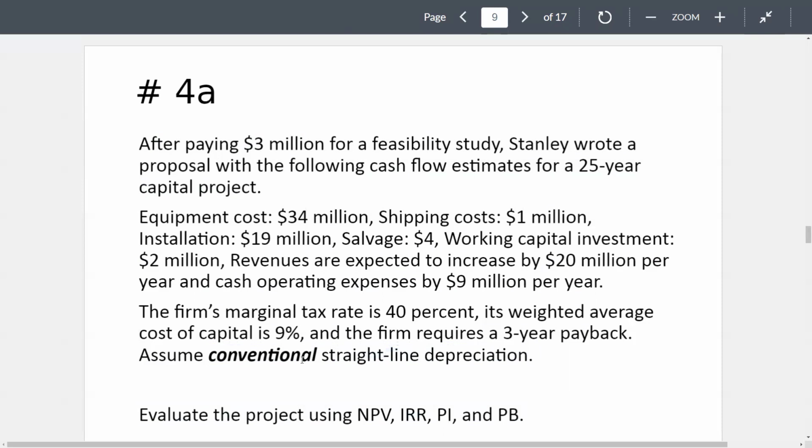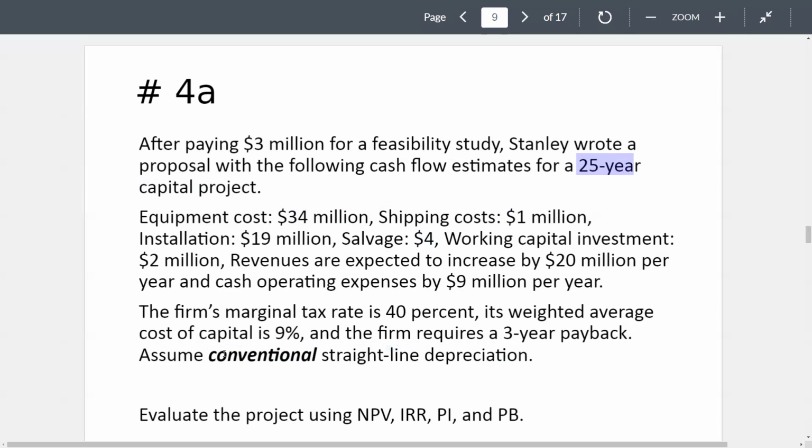Depreciation for straight line is the cost of capital. What is cost of capital? Cost of capital is the cost associated with acquiring new equipment. So this 34 million, shipping cost of 1 million, and installation of that new equipment 19. These three added together is the cost of capital, minus the salvage of the new asset. That is conventional straight line depreciation, right? Minus that, and then divide by the number of years, 25.